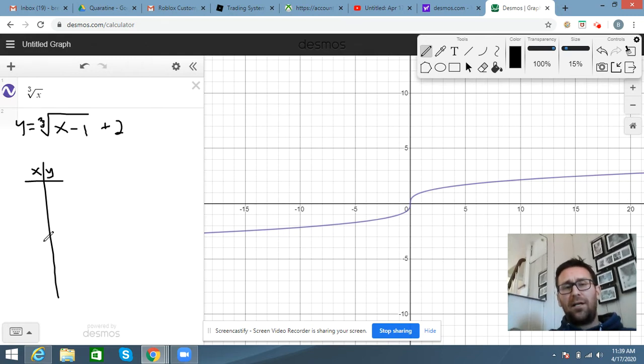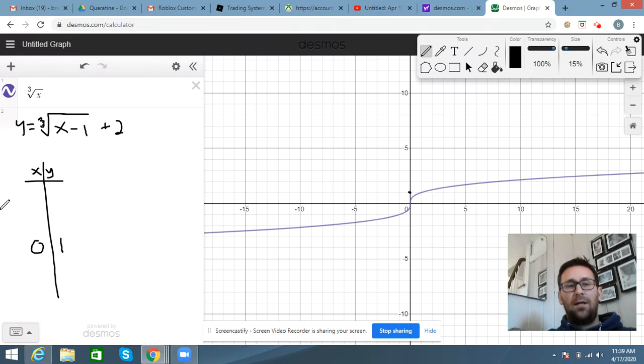So if I plug in 0 for x, 0 minus 1 is negative 1. The cubed root of negative 1 is negative 1. Negative 1 plus 2 is 1. So I know for sure 0, comma 1 is going to be one of my points.